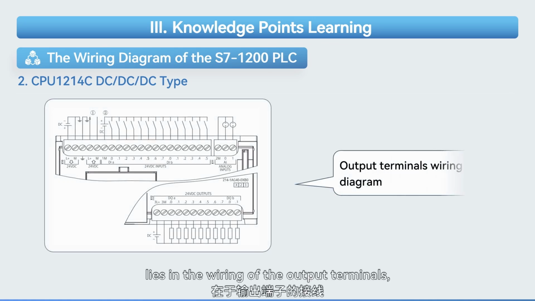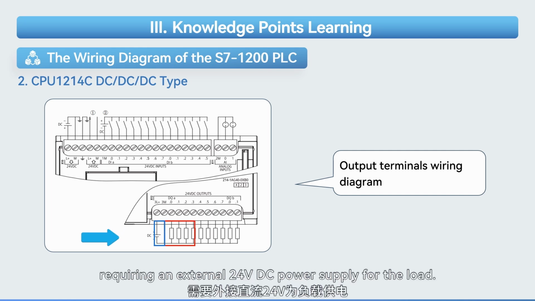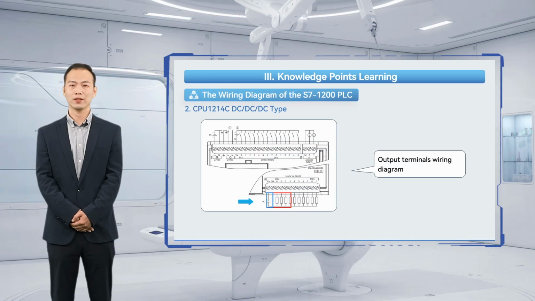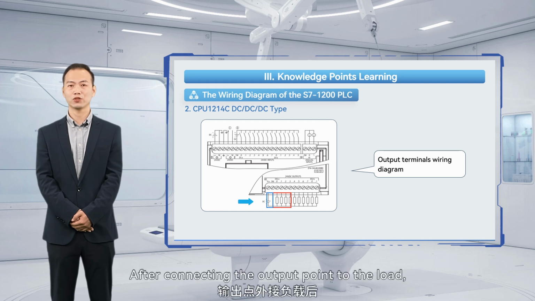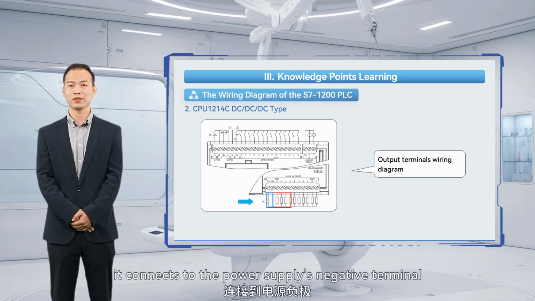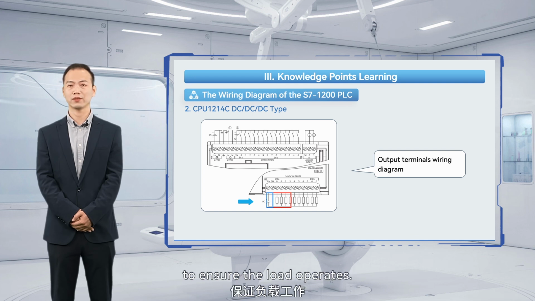The main difference lies in the wiring of the output terminals, requiring an external 24 volts DC power supply for the load. The 3L+ and 3M terminals connect to the positive and negative terminals of the 24 volts power supply, respectively. After connecting the output point to the load, it connects to the power supply's negative terminal to ensure the load operates.